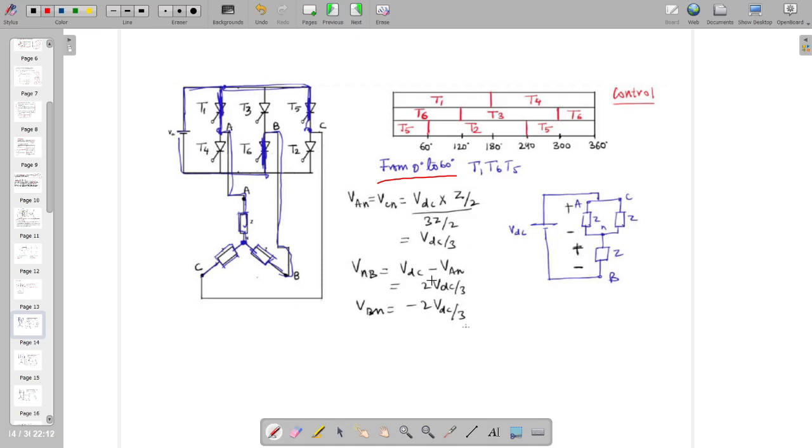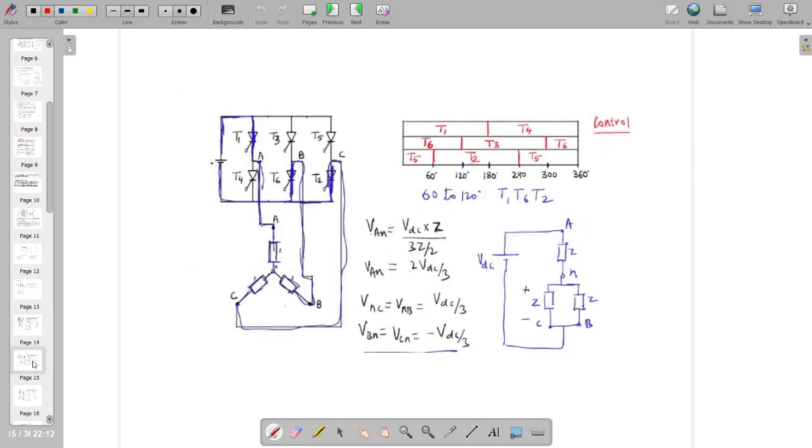In a similar manner, VNB is equal to VDC minus VAN, so that is 2 VDC upon 3. So VBN is written as minus 2 VDC upon 3. This is the first case. In the second case, I am considering 60 to 120 degrees.